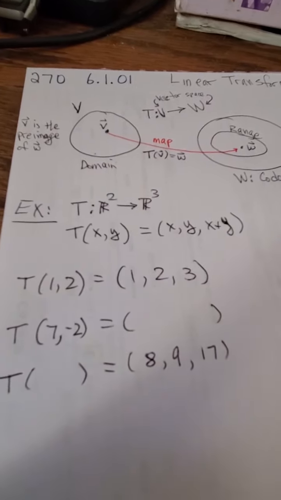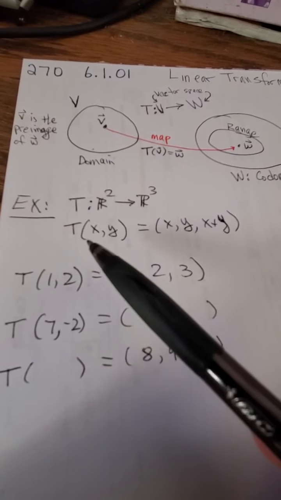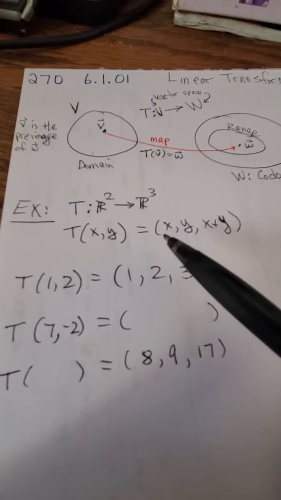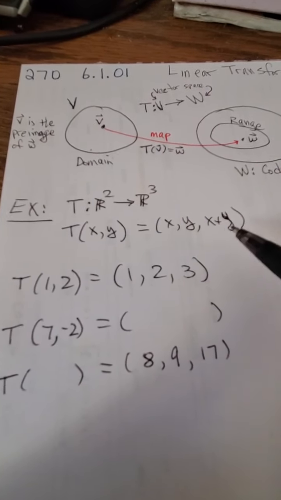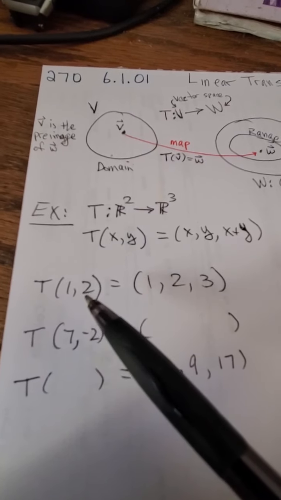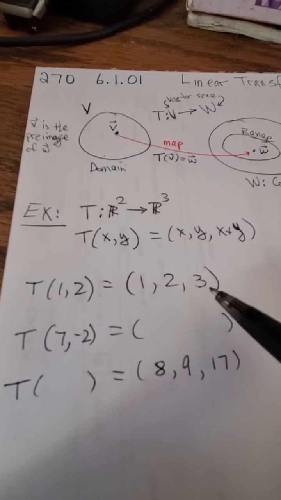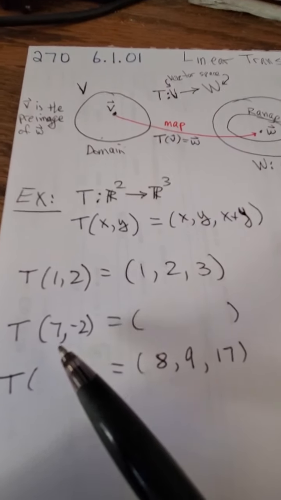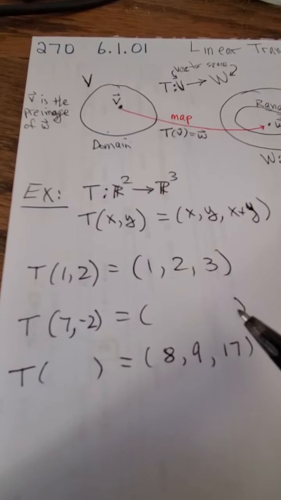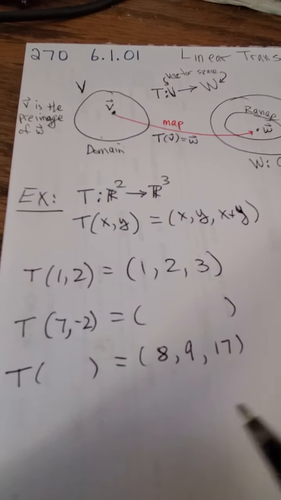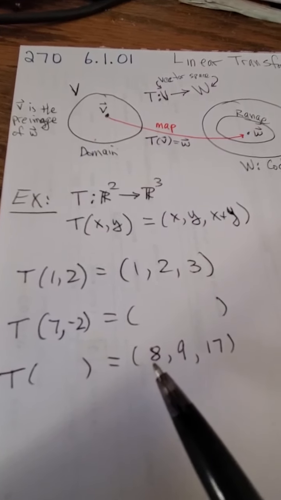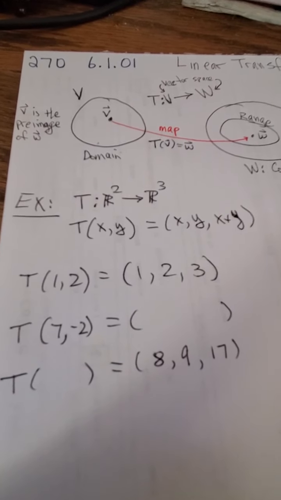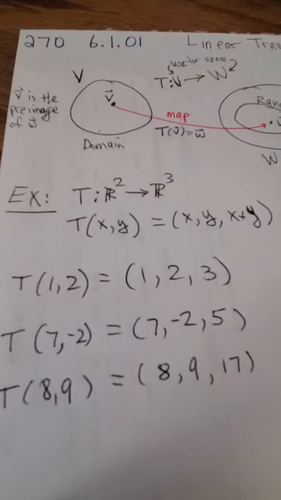It goes from R2 to R3, meaning it takes the vector (x, y) in R2, and it sends it to the vector (x, y, x plus y). So T of (1, 2) would be (1, 2, 3), because 1 plus 2 equals 3. What would T of (7, -2) equal, and what would be the preimage of (8, 9, 17)? Pause the video and figure it out.